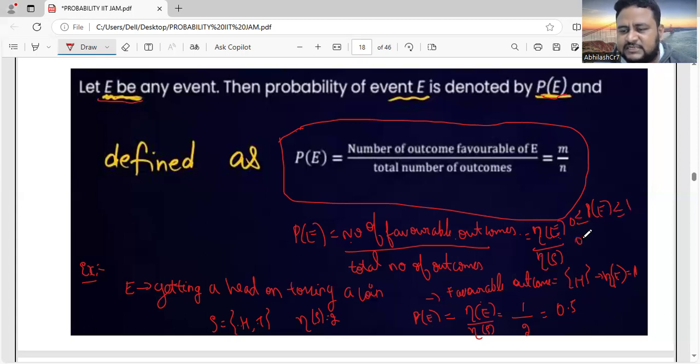In terms of percentage, it is greater than or equal to 0% but less than or equal to 100%. It can never be negative. Suppose you are getting 1.2 as probability in any question, that means you have done it completely wrong, because probability always lies between 0 and 1. It can be 0 or it can be 1, but it can never be greater than 1 or less than 0. That is, it cannot be negative. Got it, friends?